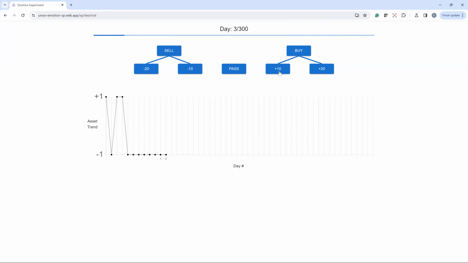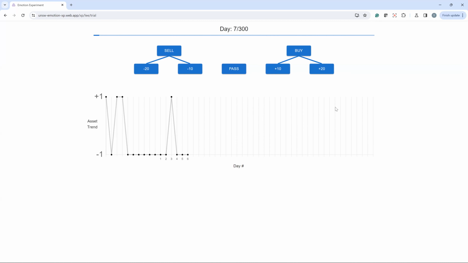So now let's click +10 here, and you see we just won $10. It's because we click +10, and also the asset trend on the third day is positive. So let's try to click -10. So again, we're lucky, we won $10 because we choose to sell the asset, and the asset trend becomes -1 on the fourth day. Of course, we can always choose to pass. If you click pass, you'll just get $0 for sure.